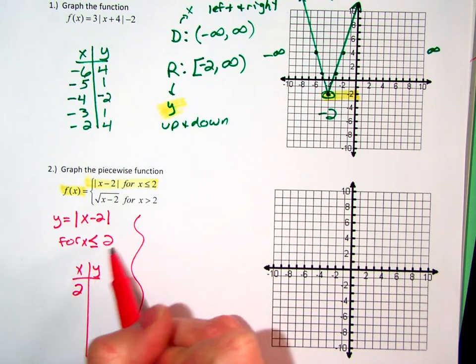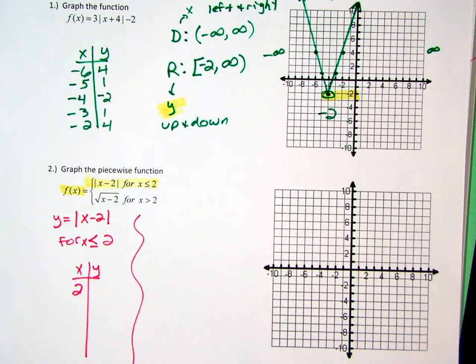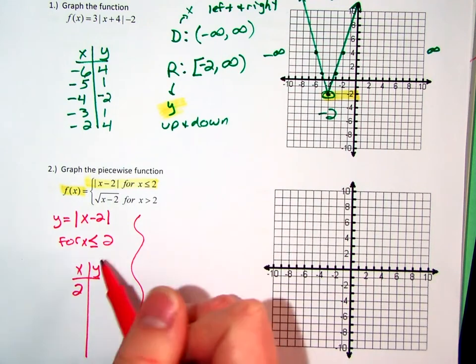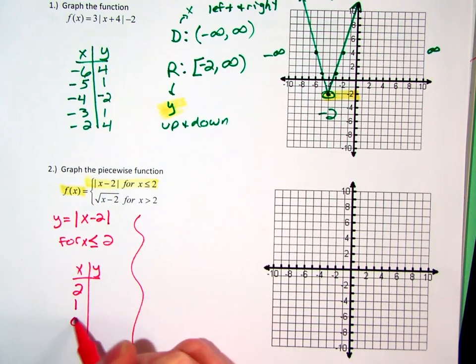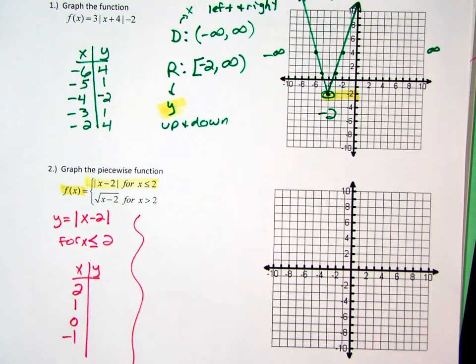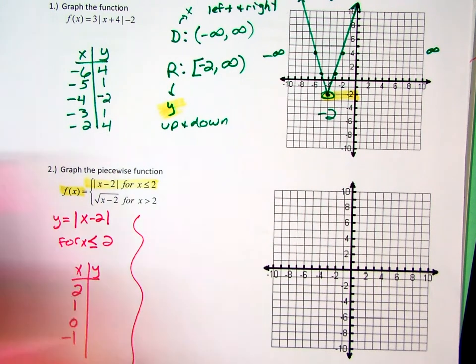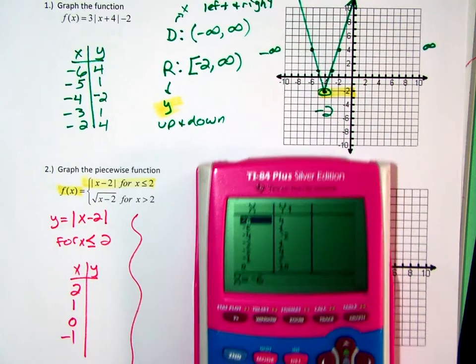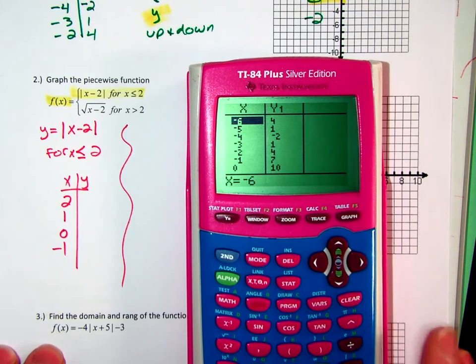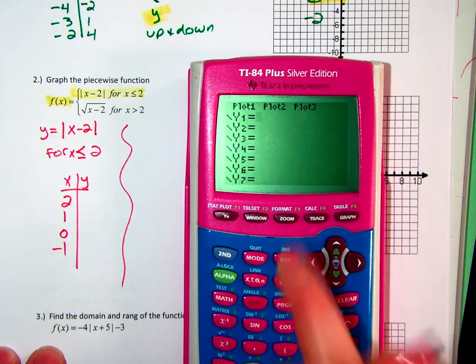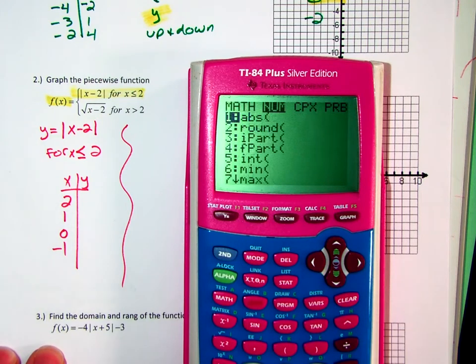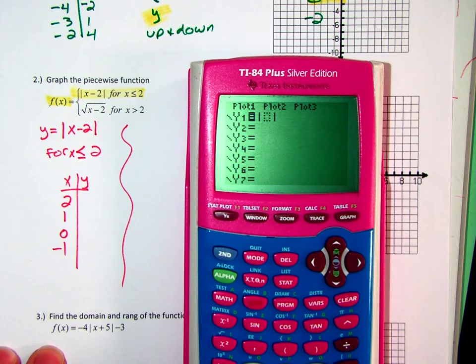Even if it weren't an equal sign, I still have to find the 2 for that one, because it's still a point I will graph. And then it says less than 2, so I'm going to pick numbers smaller, like 1, 0, negative 1. So then I can go ahead and go to my graphing calculator like we did before, right? Go to our y equals button, clear it out, and now we're going to do the absolute value. So we're going to go back into that absolute value, which is the math button.